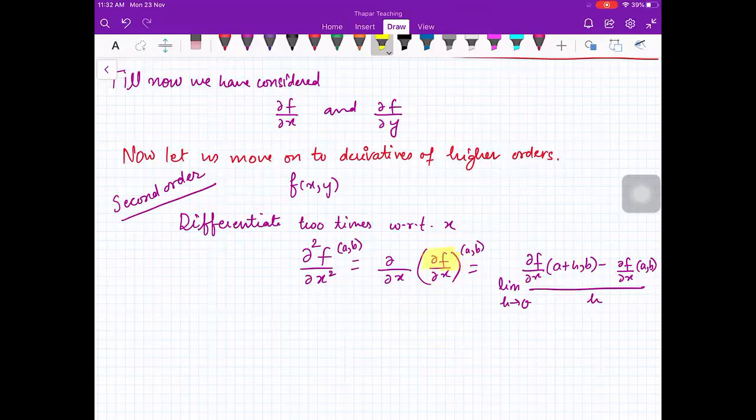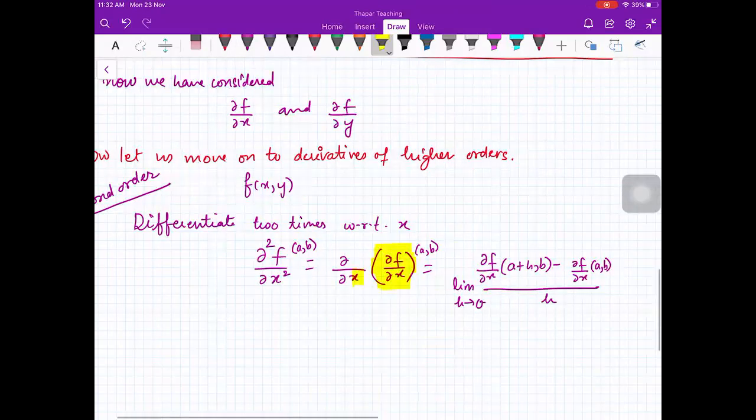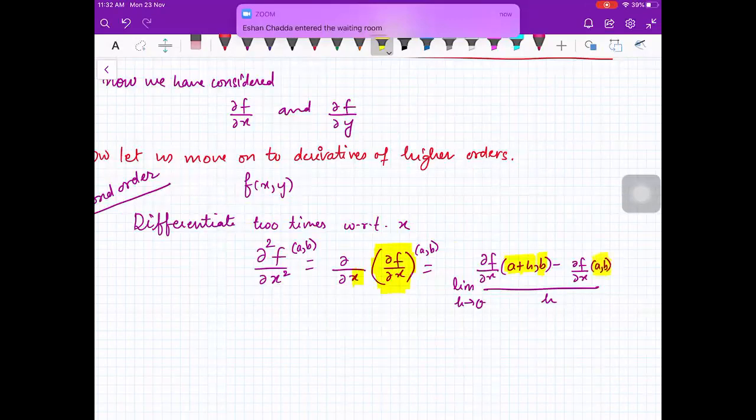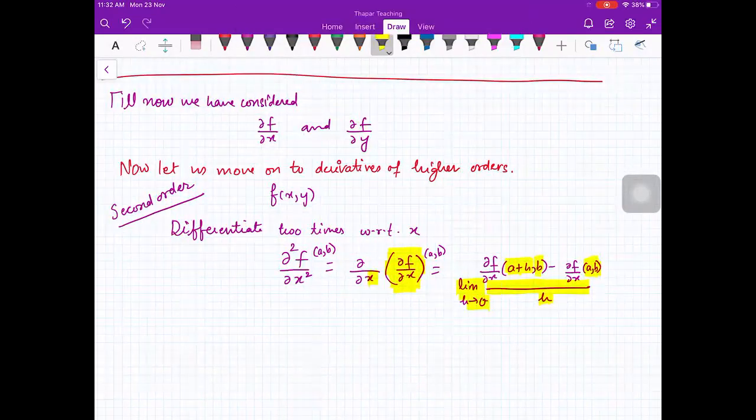You are just computing the partial derivative of curly f by curly x with respect to x. So in this function curly f by curly x, you will increase a by h, keep b as such, then subtract curly f by curly x at (a, b), and then divide by h, limit h going to 0. So this notation we also use like this: f x x. f x x means you are differentiating f with respect to x first, and then a second time again with respect to x. So this is the first way that you can differentiate two times with respect to x.